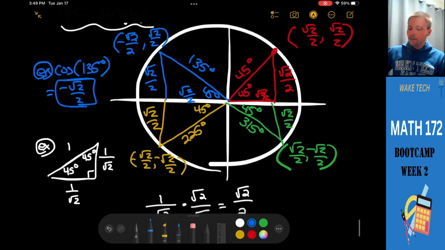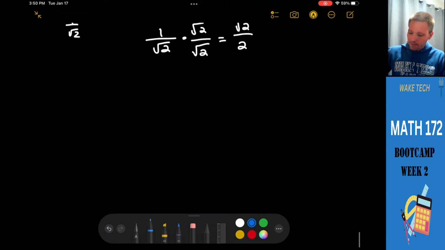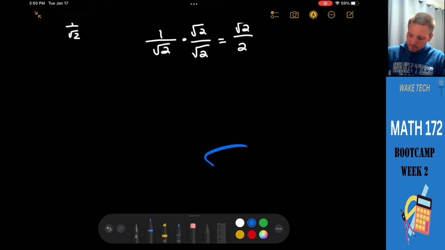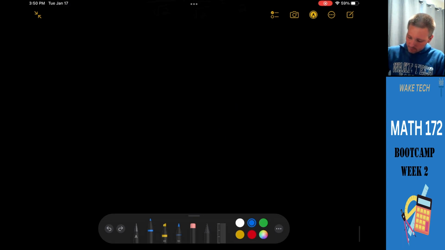Questions? I'm going to make a couple of additional points about the circle, but questions about how we got any of these numbers or angles or anything? All right, so I'm going to make a couple of points. Couple of tips, maybe.